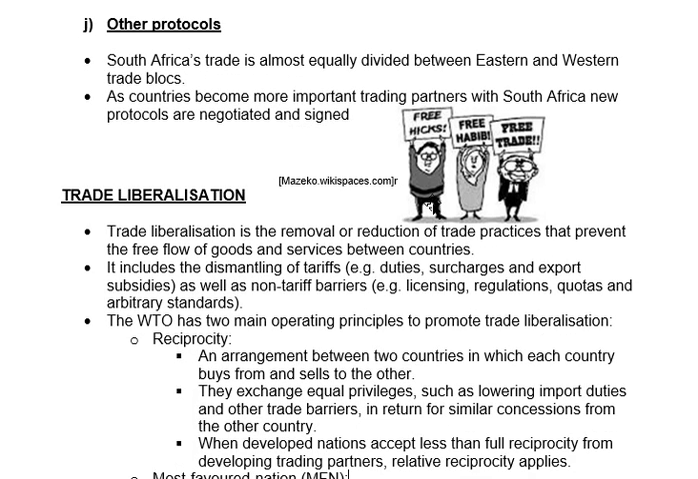Right, then just in general, when we look at South Africa's international trade, we almost trade equally between Eastern countries and Western trading blocs, and all countries are obviously going to become very important. As free trade is increasing, we are constantly in conversation with governments of other countries trying to sign new protocols, to negotiate the best deals for our country, to see how our country can actually benefit from free trade. Right, that's the different trade protocols.